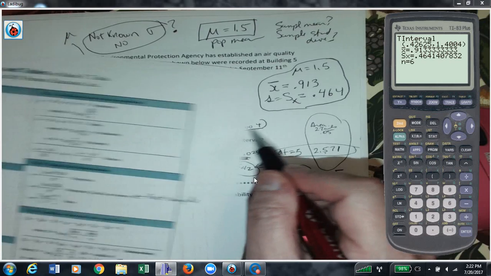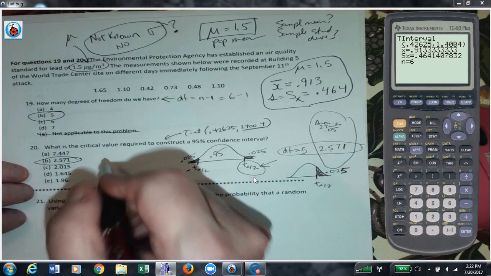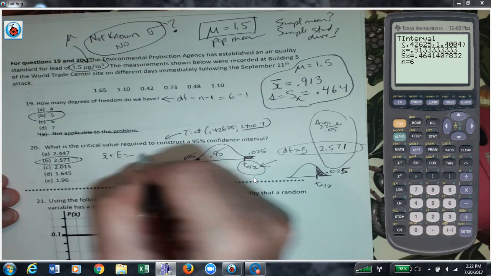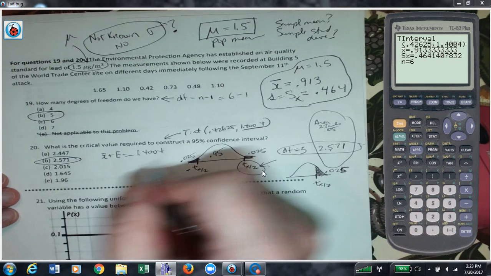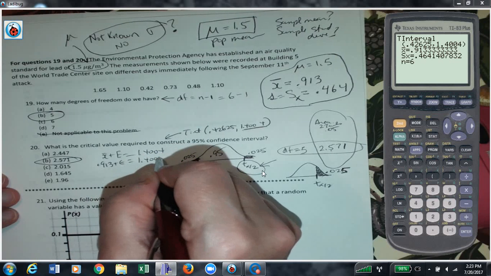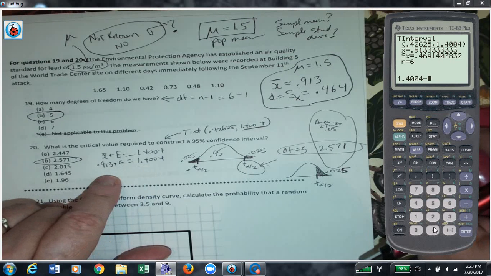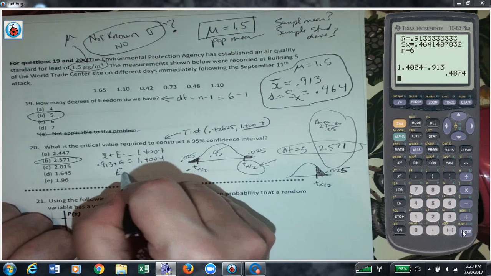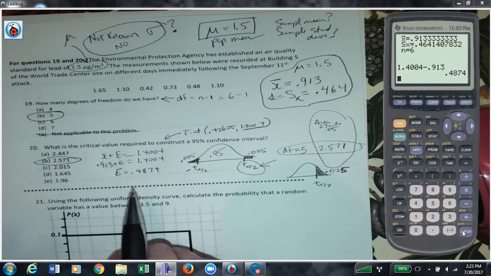Now what is that number there? That upper number there is x bar plus E. So x bar plus E is equal to that upper number. X bar, we found out, was 0.913. So 1.4004 minus 0.913 is E. So if you've only got a TI-83 plus, this is going to be a bit more involved. It's easier to use a chart.